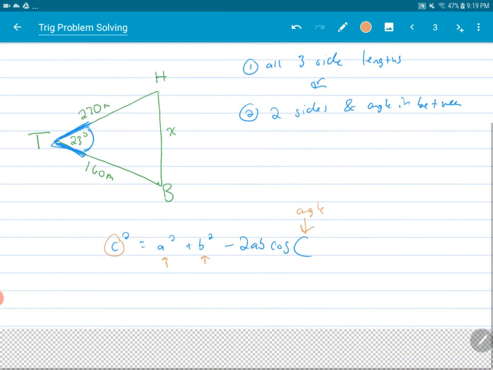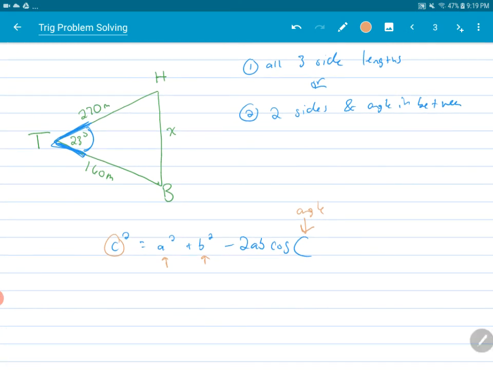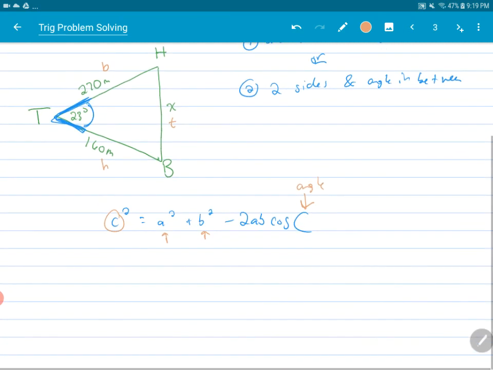So we're going to replace this. So we know if that's capital T, this is little t, capital B across is little b, capital H across is little h. We know that we're looking for little t, so when we rearrange this, we're going to call this little t squared equals, it doesn't matter, so we can do b squared plus h squared, keep it alphabetical, minus 2bh cos of capital T. That's the angle that we have. So now we've just rearranged that equation.